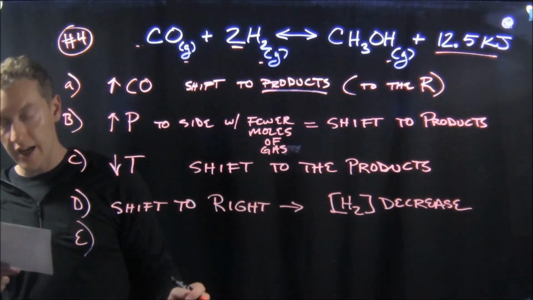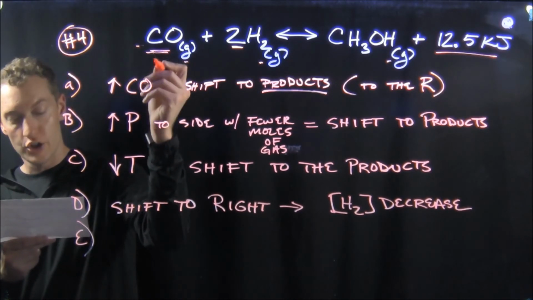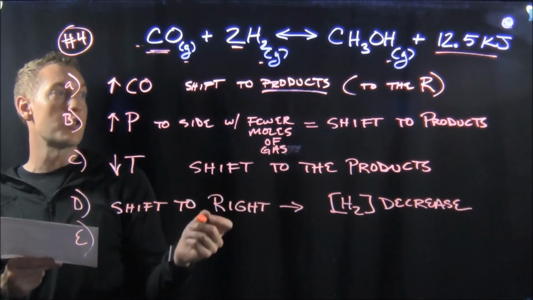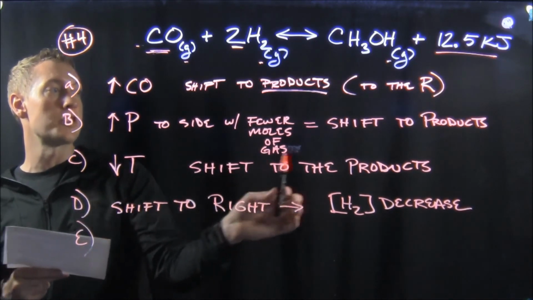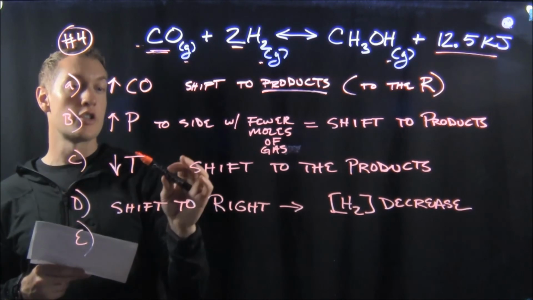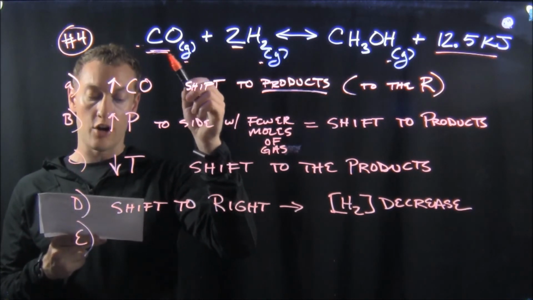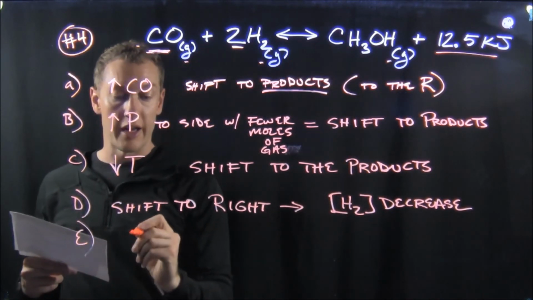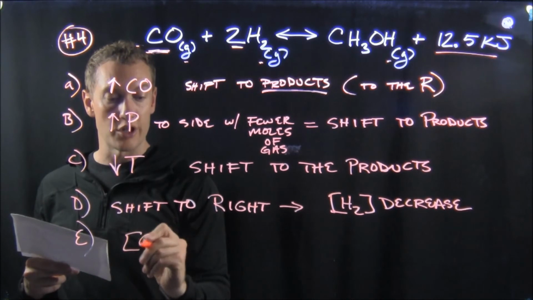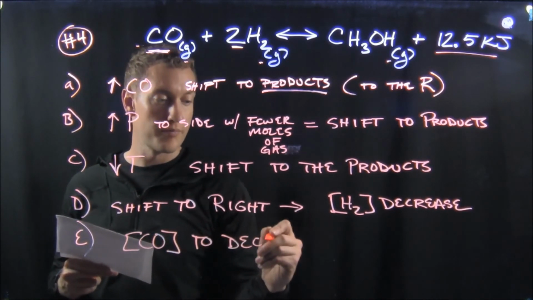E asks us, how will the concentration of carbon monoxide change if temperature is decreased? So earlier we had a temperature change. We said if temperature is decreased, it's going to shift to the products. So if we're shifting to the products, that means that carbon monoxide is a reactant, it's shifting away from it. So that is going to cause the concentration of carbon monoxide to decrease.